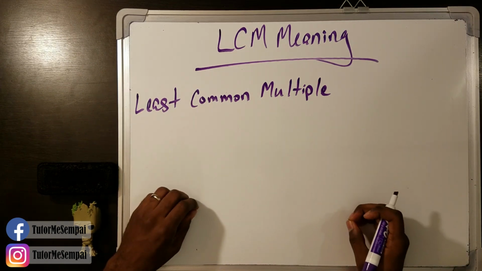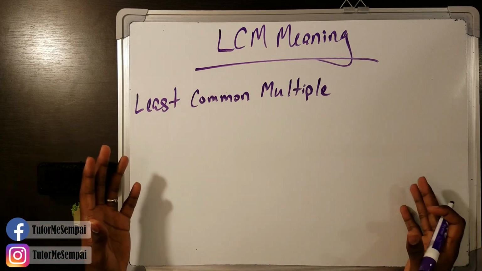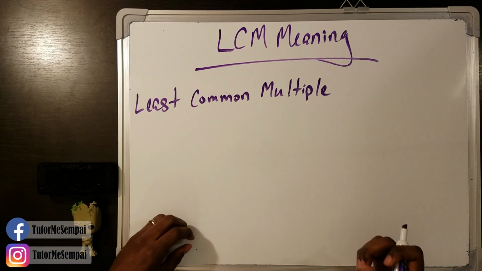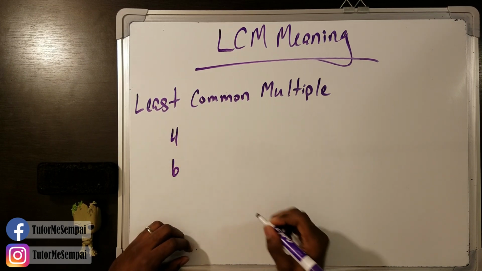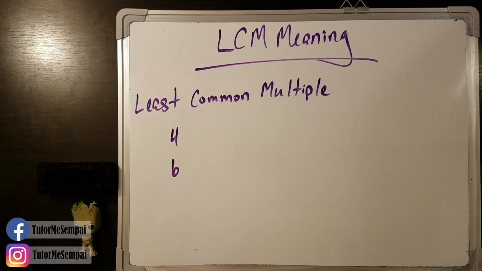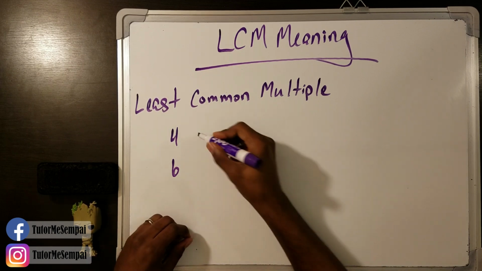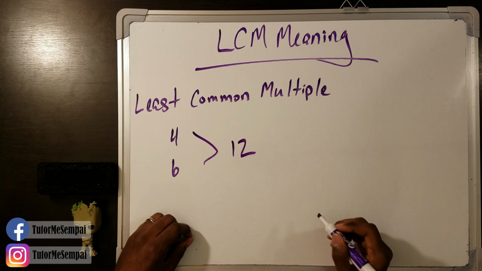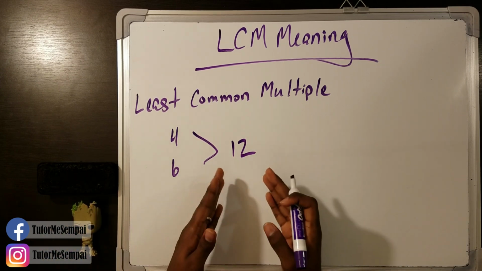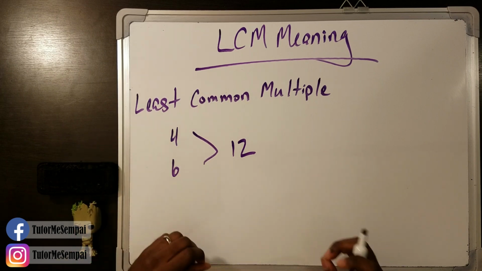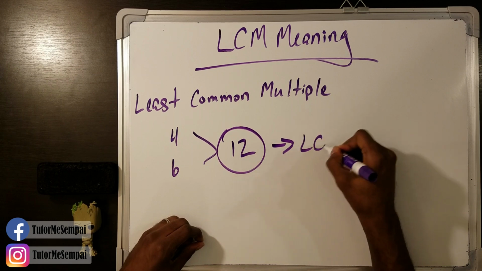And that just means we're going to find the smallest number that both or all of our numbers go into. For example, let's say you have 4 and 6. We want to find the smallest number that both 4 and 6 go into. So in this case, it would be 12. Both 4 and 6 go into 12, and there's no number smaller than 12 that both of them will go into. So we say that 12 is the LCM.